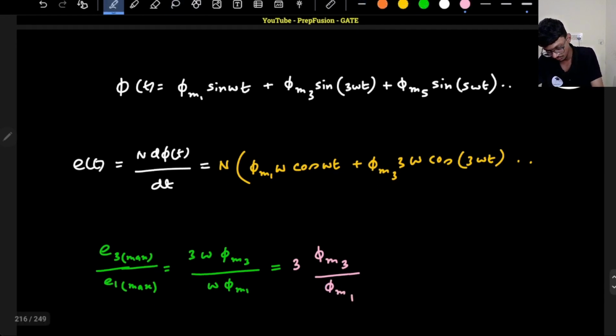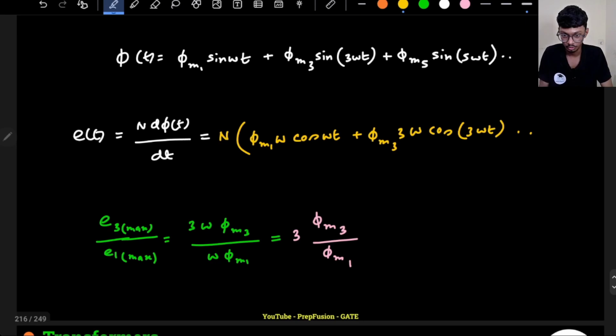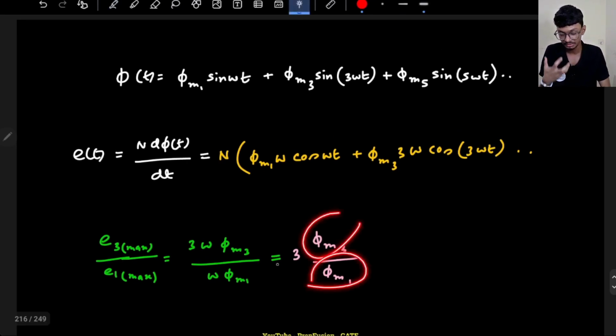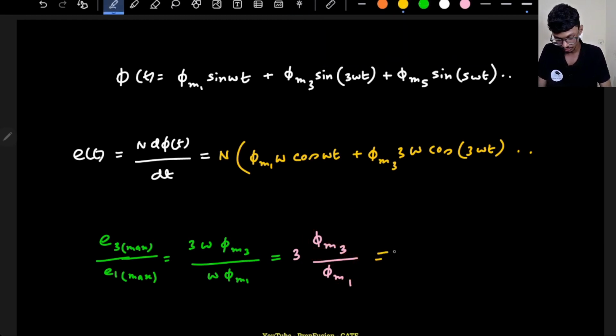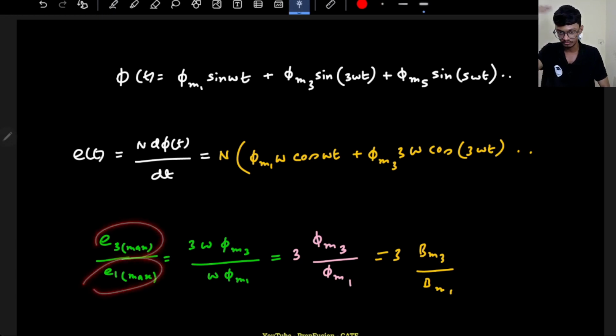This can be asked in a question, right? If the peak flux density is also given, this can also be converted in terms of peak flux density. So this will be Bm3 upon Bm1. They will ask you the ratio of the peak value of the third harmonic voltage upon the peak value of the fundamental component. Also they can ask you the ratio of RMS as well, because I will just divide this by root 2 and that will give me the RMS value. Does not make any difference.